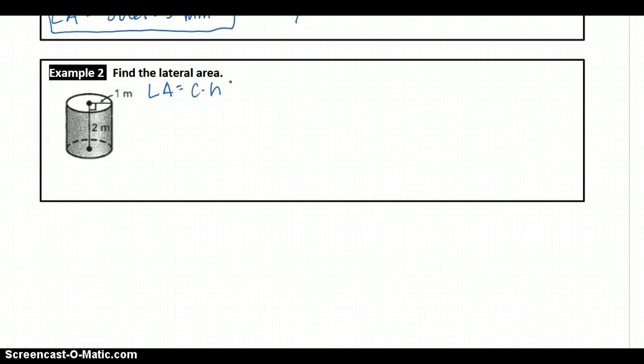What did we say C stands for? What does C stand for? The circumference of the circle. All right, what's the formula for the circumference of a circle? It's not pi r squared. 2 pi r.